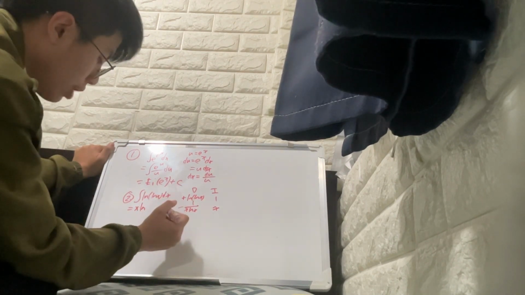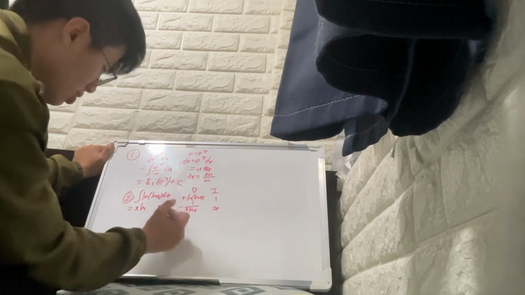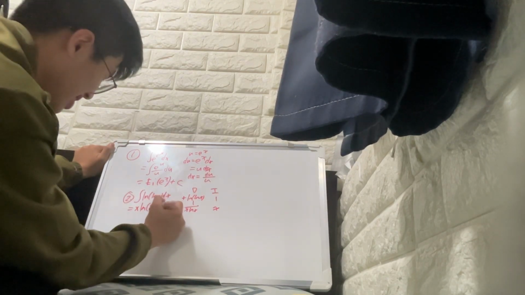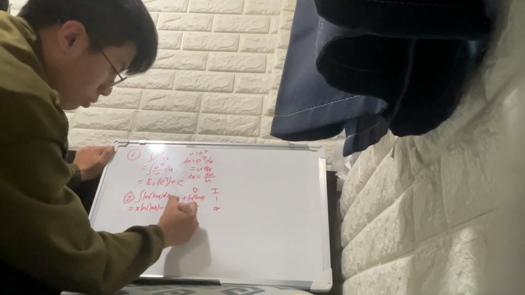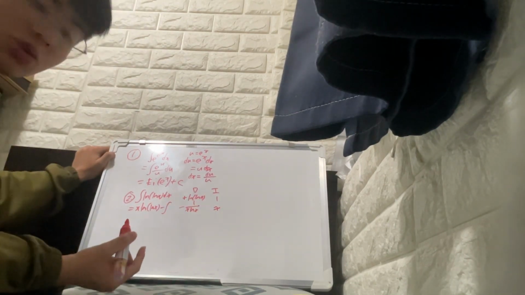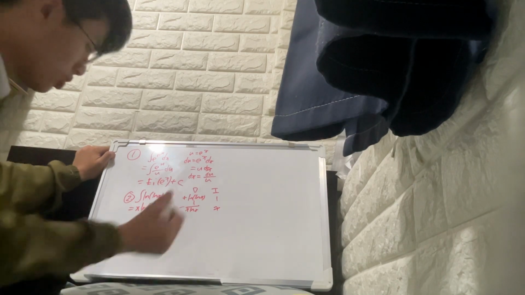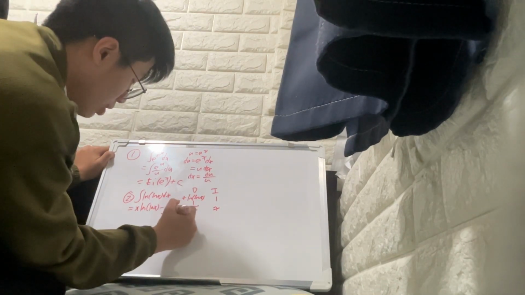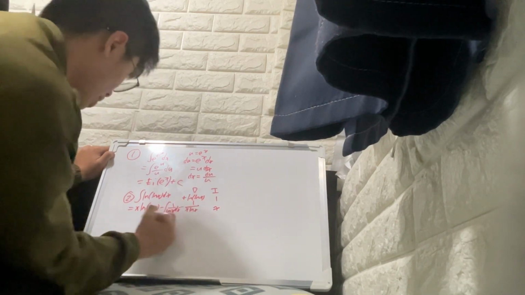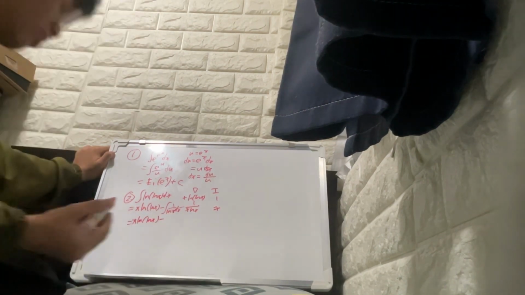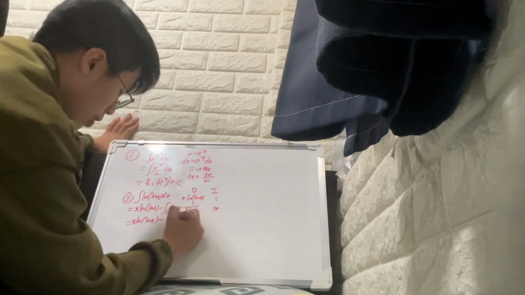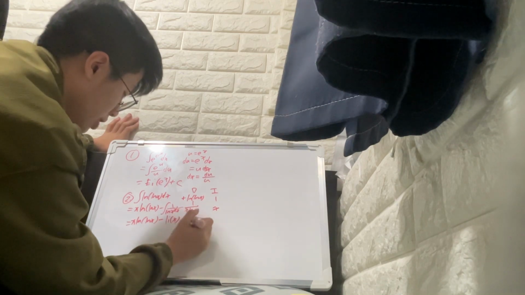First part of the answer is x times ln of ln x, and then minus the integral of this, and the x and x, they are cancelled. So you get only 1 over ln x dx here. And here x times ln of ln x, and then minus the integral is just our logarithmic integral, and it's called li of x plus c.